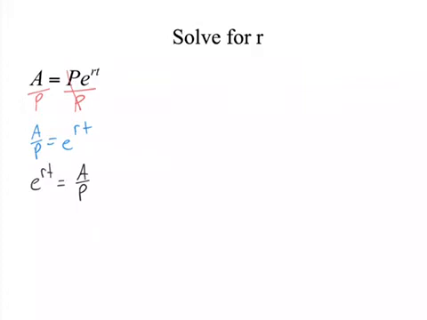So if I write this as a log, I will have log base e, and I'm going to switch these two. So A over P is going to be in the log, and rt is on the other side.